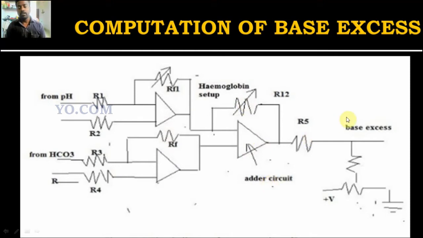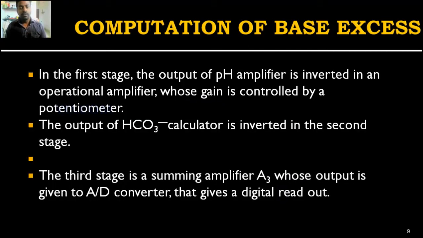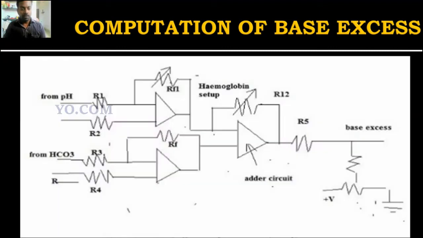Then next it is given to one potentiometer circuit. This is the potentiometer. So the amplitude of the output is adjusted by the potentiometer, that is the base excess value. Then in the first stage, the output of the VH amplifier is inverted in an operational amplifier whose gain is controlled by a potentiometer.